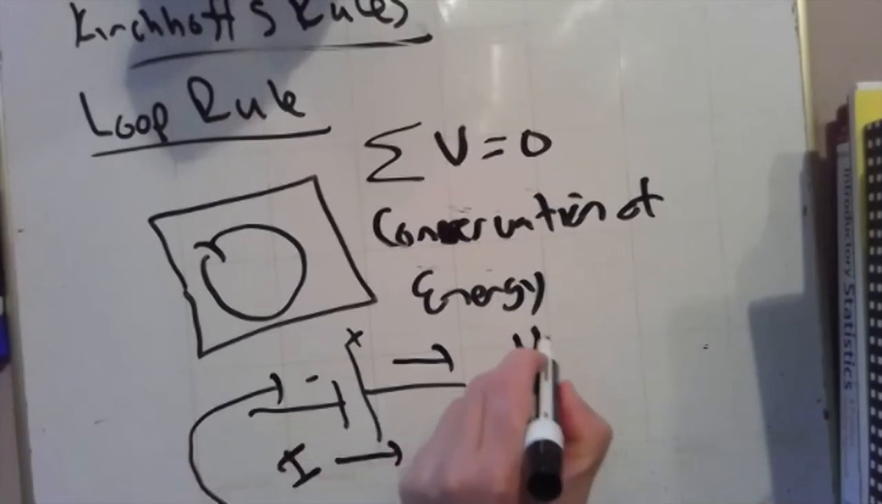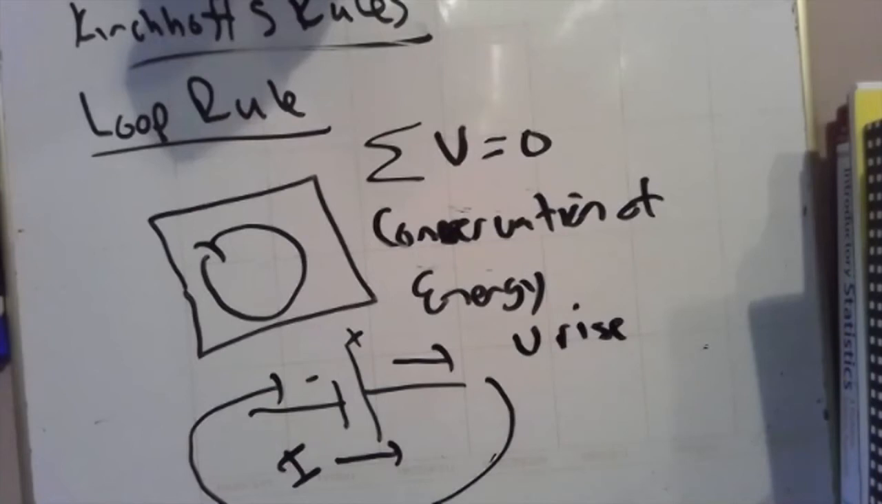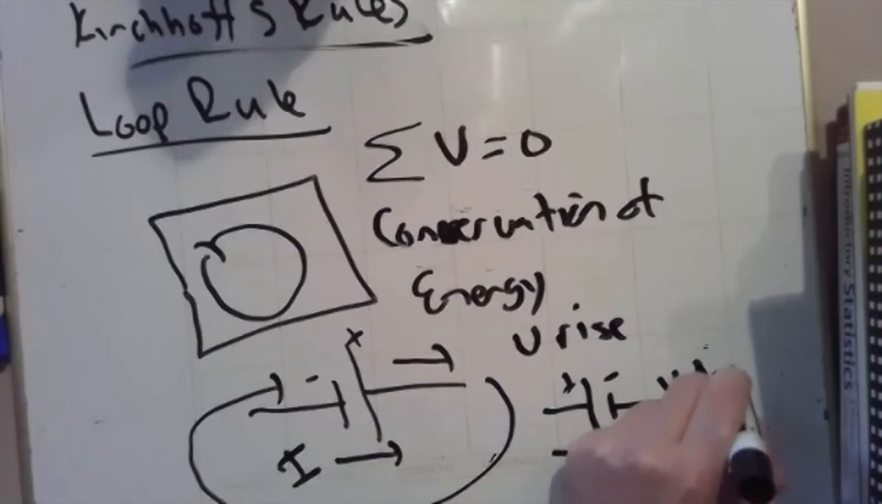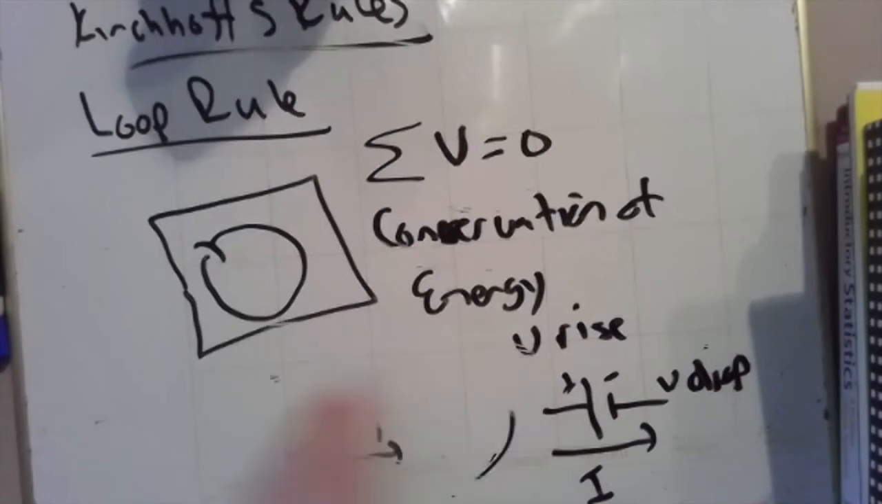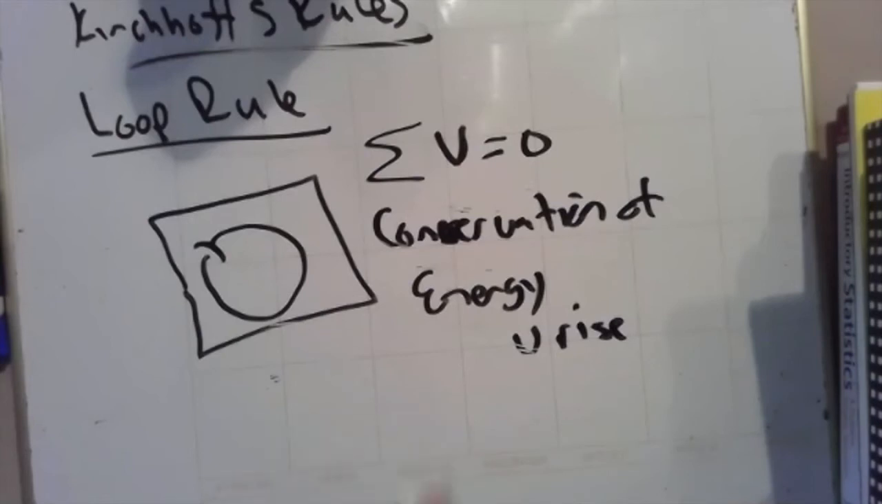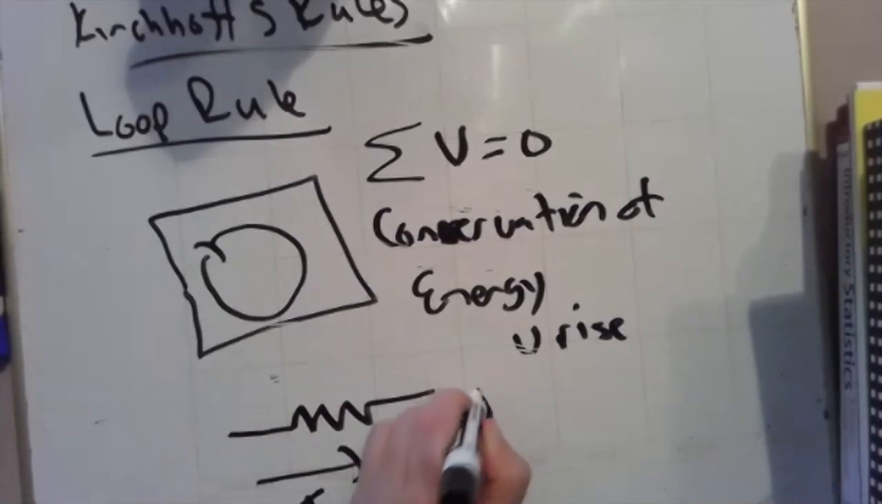We'll consider that to be a voltage rise. So that will be a positive change in voltage. And if I go through a battery backwards, so if my current comes through and goes positive to negative, we'll call that a voltage drop. Going through a battery the correct way is a rise. Going through it backwards is a drop. And anytime current goes through a resistor, that's a drop.